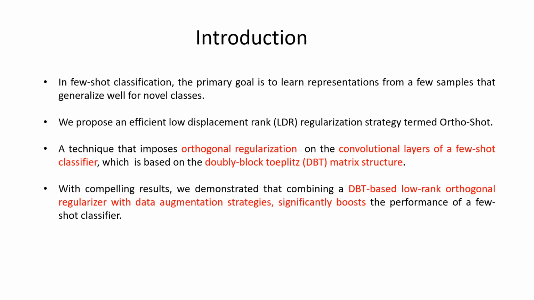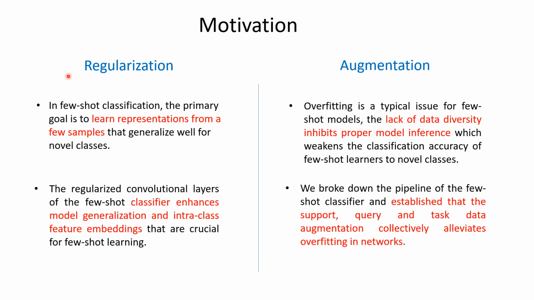of a few-shot classifier. Our motivation is divided into two categories. We have regularization and augmentation. For regularization, basically in feature classification, the primary goal is to learn representations from a few samples that generalize well for novel classes. And so the regularized convolutional layer of the feature classifier tends to enhance model generalization and intra-class feature embeddings that are crucial for few-shot learning.